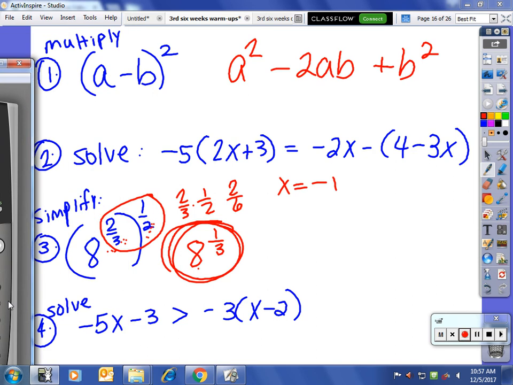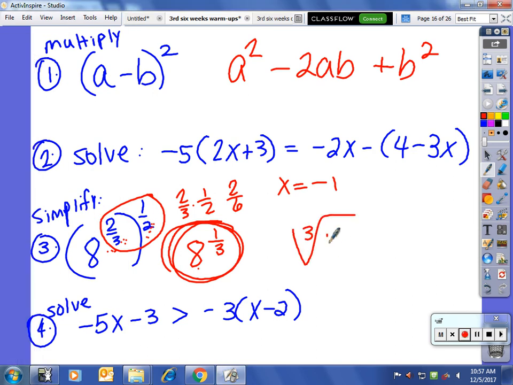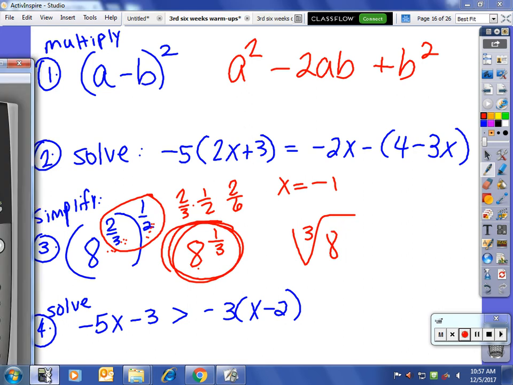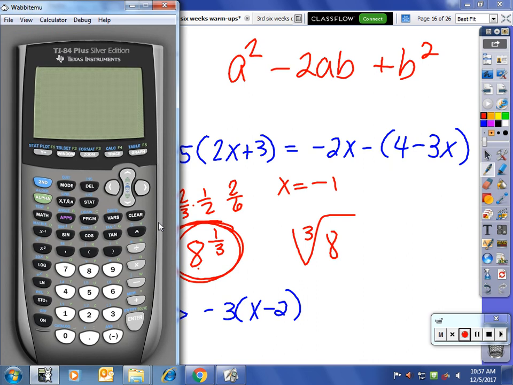Now, what that really means is you're finding the cube root of 8. Basically, that means what number times itself 3 times is 8? Do y'all know what it would be? What number times itself 3 times is 8? 2. 2 times 2 is 4. 4 times 2 is 8. So you could do 8 to the 1/3 power, and the calculator will answer it for you.